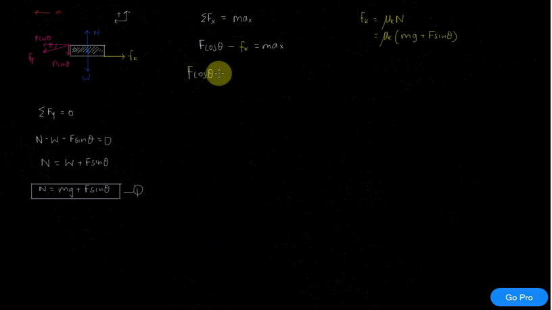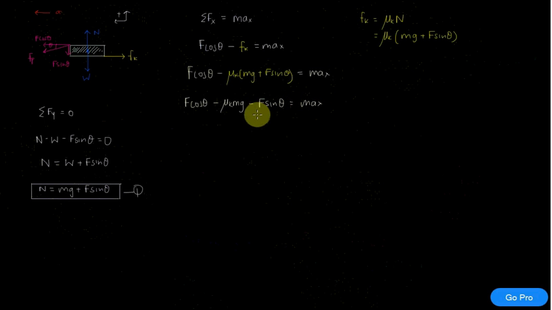F cosine theta minus mu sub k mg plus f sine theta, and then that's going to be equal to max. Okay, just for the sake of time, I'm not going to change colors anymore. You know where this is coming from now. It's just coming from this. So this is f cosine theta minus, I'm going to multiply this out. This becomes mu sub k mg. A minus times a plus is a minus. Minus f sine theta is equal to mass times acceleration.